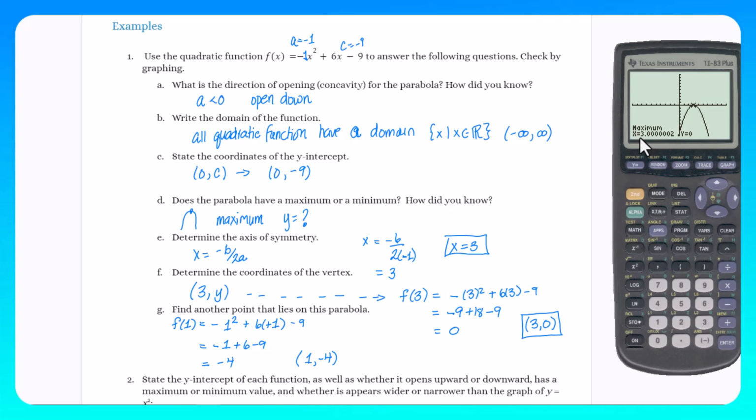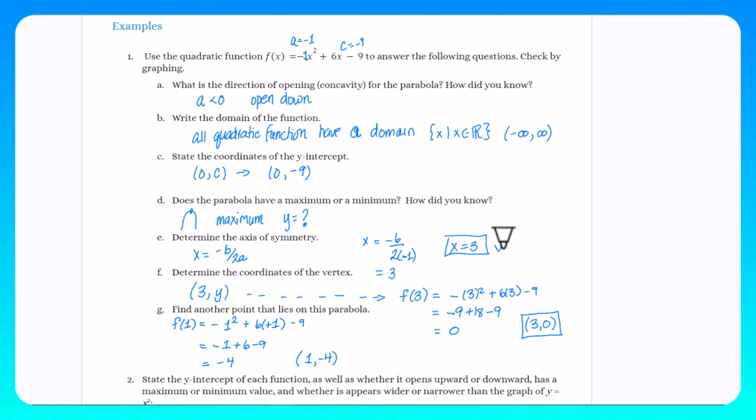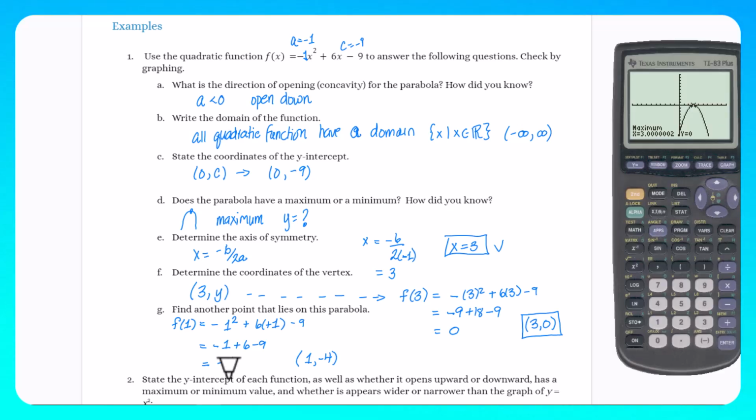And we see that the x value equals 3 when y equals 0. And we know for a vertex that the x coordinate is the axis of symmetry, and that's what we figured out right here. We also can see from our calculations we got 0, and that's what it's showing as well.